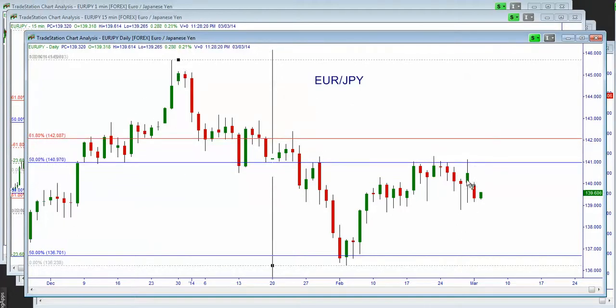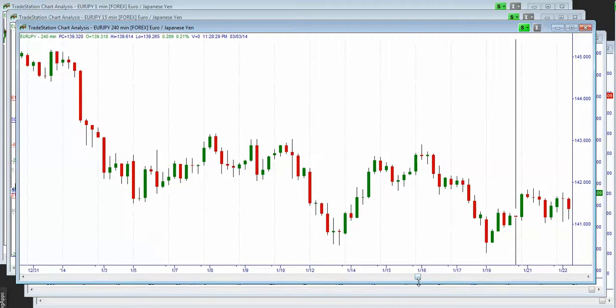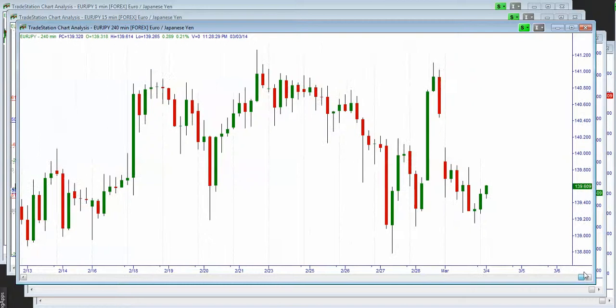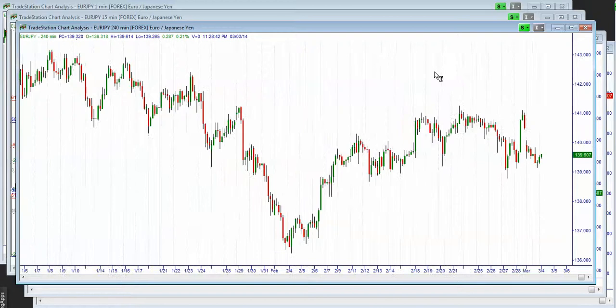So once there, unfortunately it was not possible to time it during the next day because we got this gap down. So let's go and see what happened on the 4-hour chart here, which is this chart that I'm showing you here. So we got this move higher, and then we actually saw the start of the move lower, and then we got the gap down.